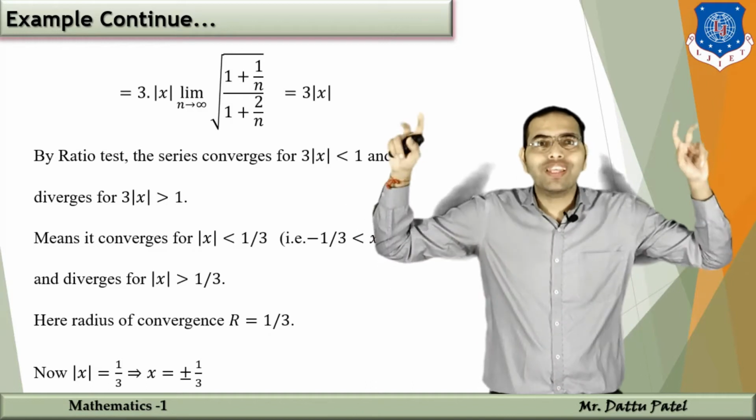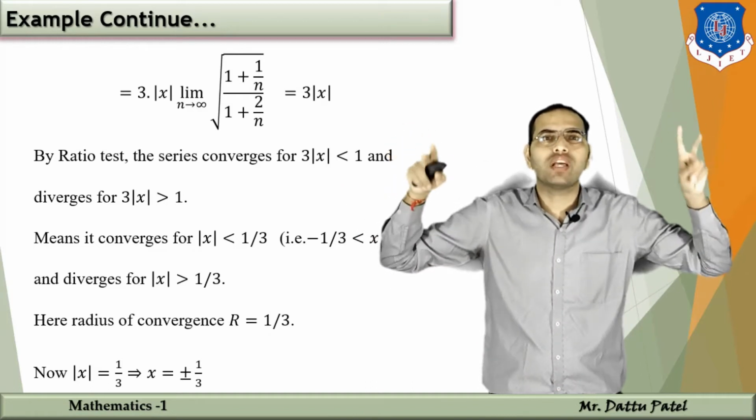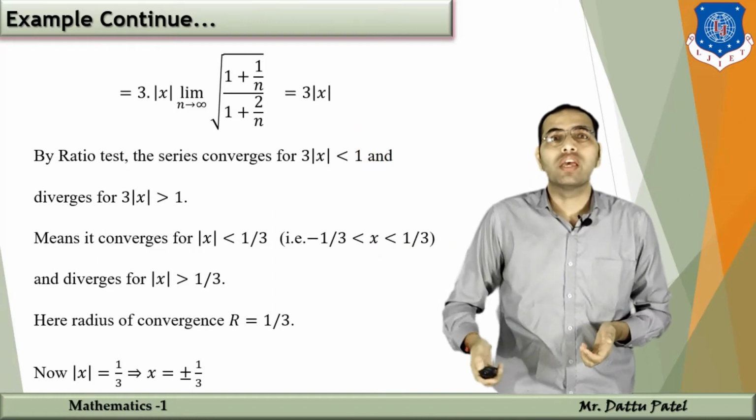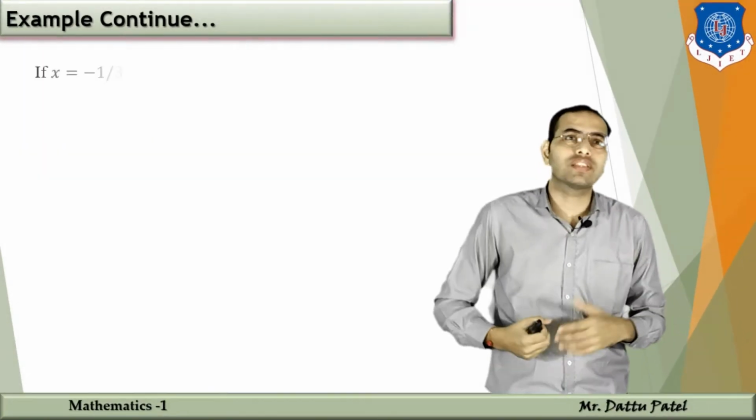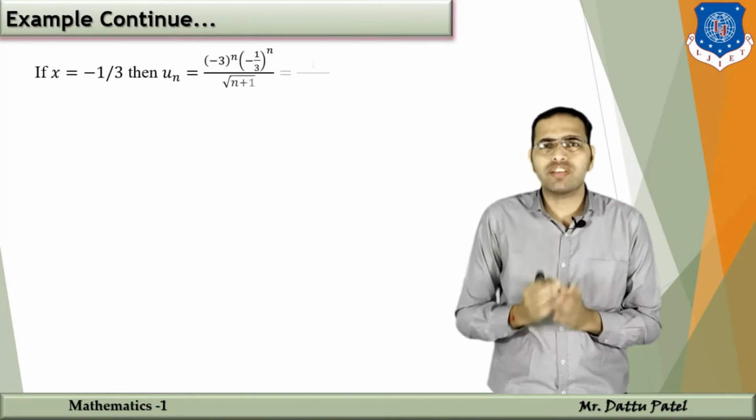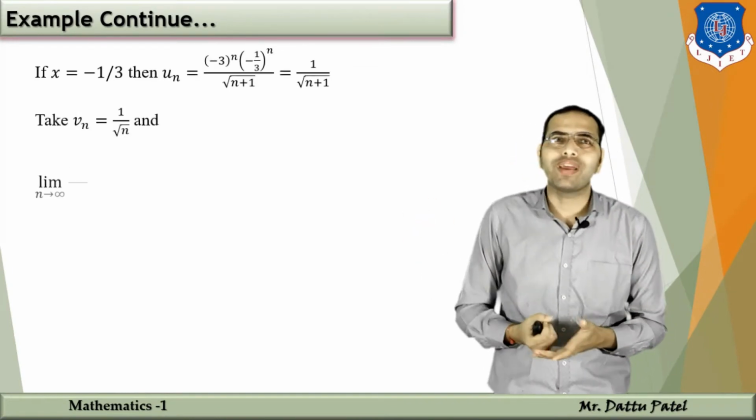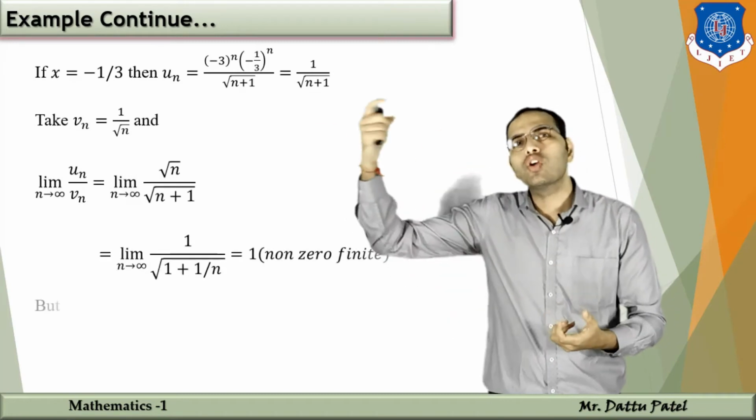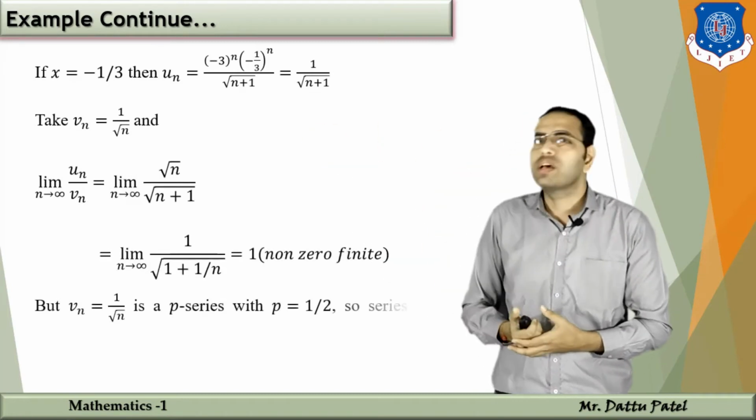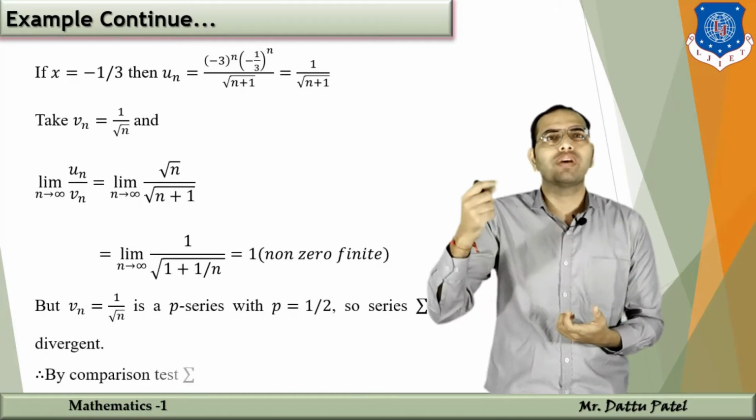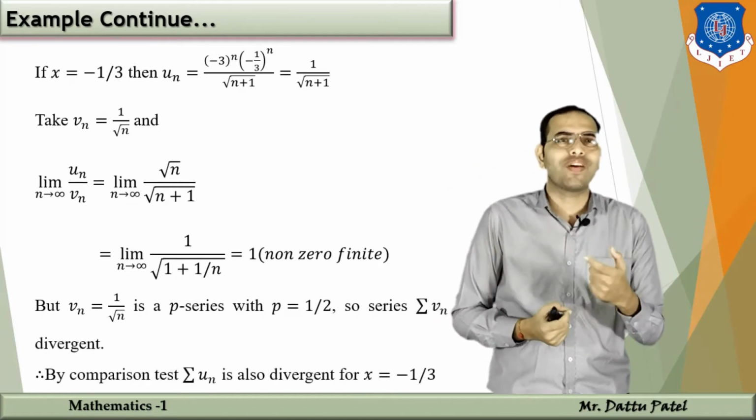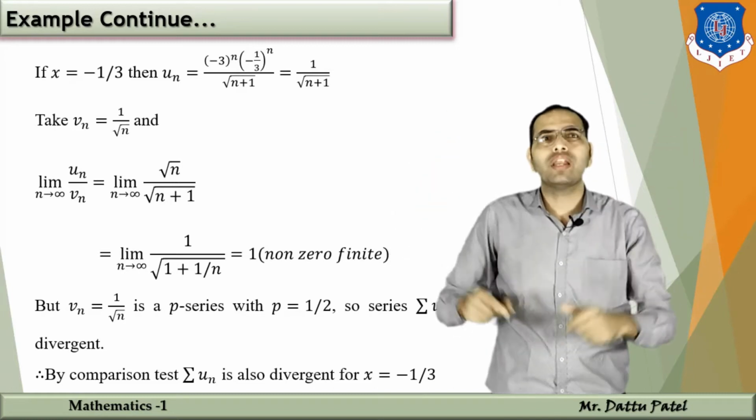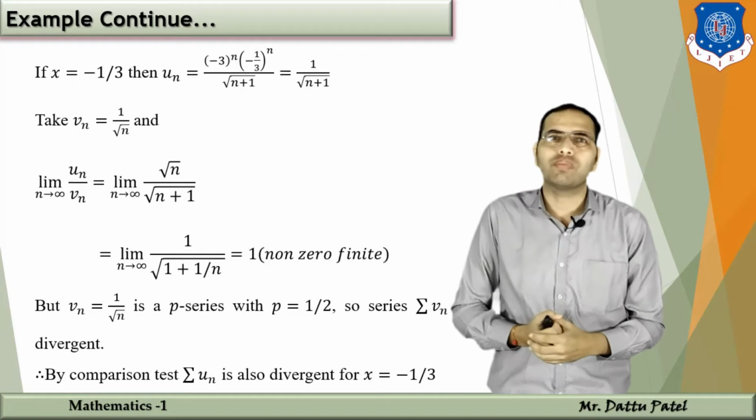But what about the endpoints? That means what about 1 by 3 and minus 1 by 3? Then we have to check at the endpoints whether the given series is convergent or not. Firstly, if x equals minus 1 by 3, then substituting x as minus 1 by 3 in u_n, u_n becomes (-3)^n into (-1/3)^n, and in the denominator square root of n plus 1. Here (-3)^n and (-1/3)^n cancel out, then our series becomes 1 upon root n plus 1.